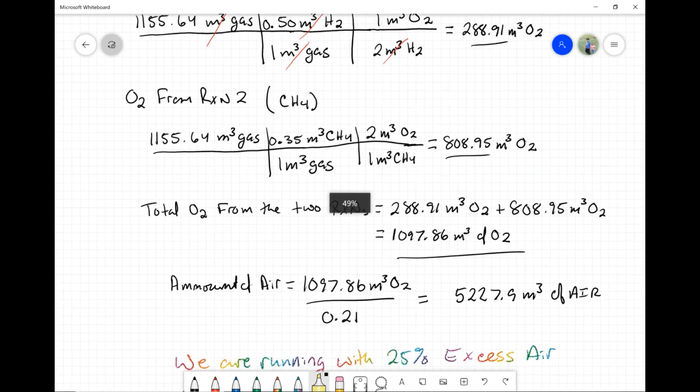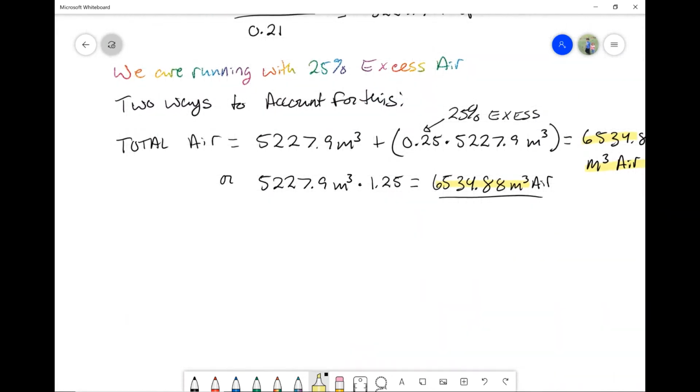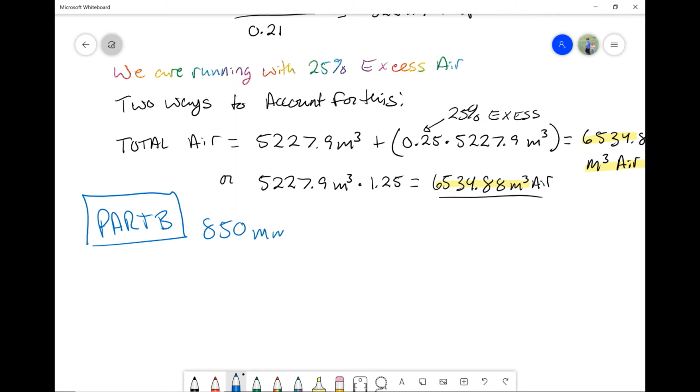So let's go back down. And it was 850 millimeters of mercury. So part B. So it was 850 and 1000 degrees C, which I converted to 1273 Kelvin.